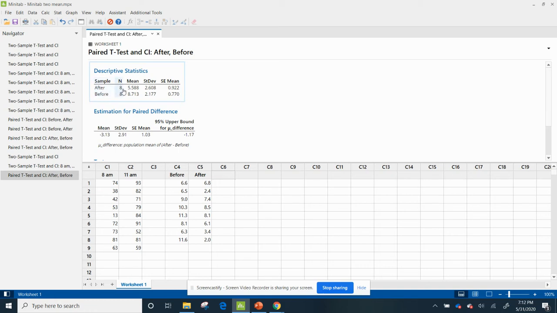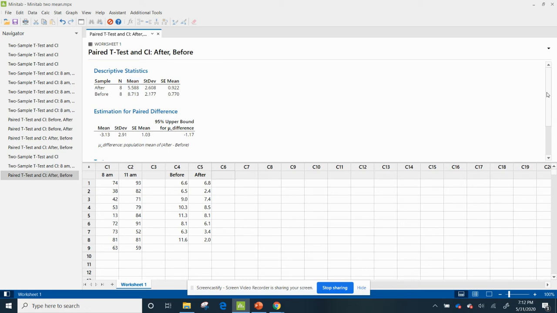So the after sample had 8 subjects. The mean was 5.588. Standard deviation was 2.608. The before had 8 subjects, which you have to have the same number of subjects because it's the same subjects. Does that make sense? I don't have different people for the before and after. It's the same group of people. If somebody drops out, you can't count them. You have to have the before and after. So for the before, for those 8 people, the average pain level was 8.713 and the standard deviation was 2.177.